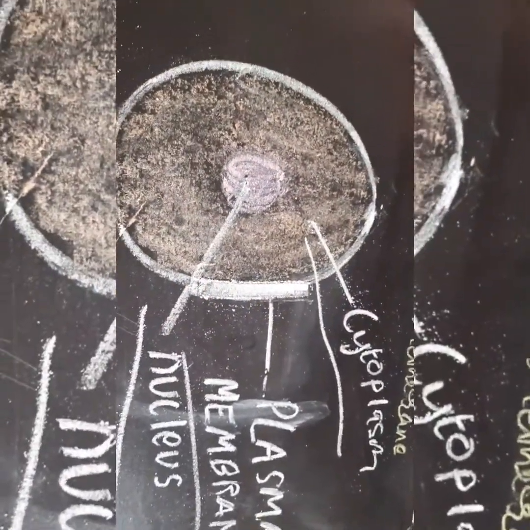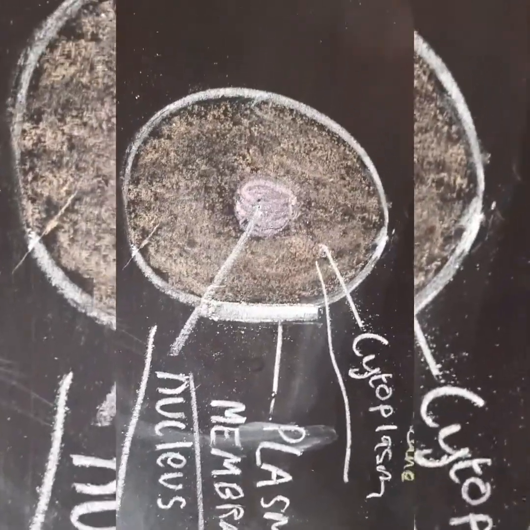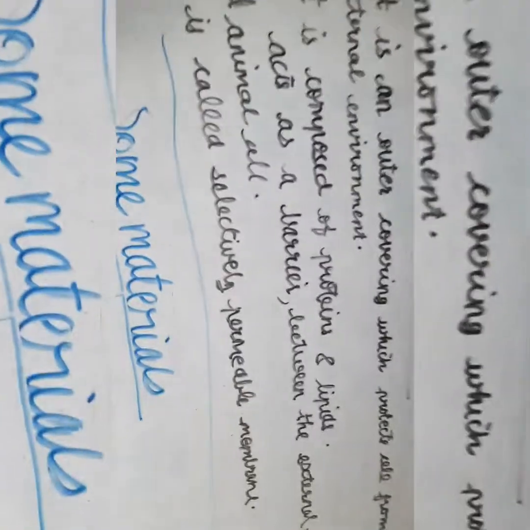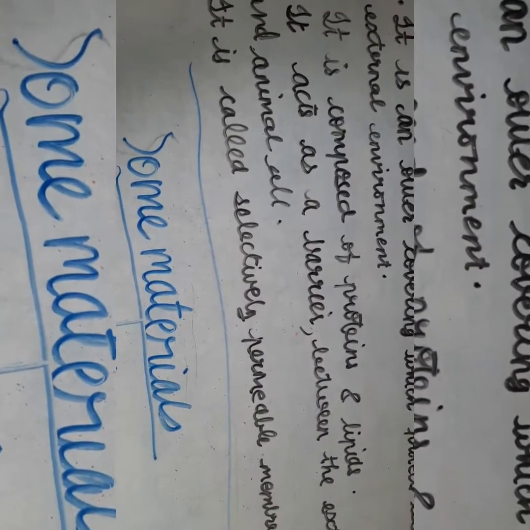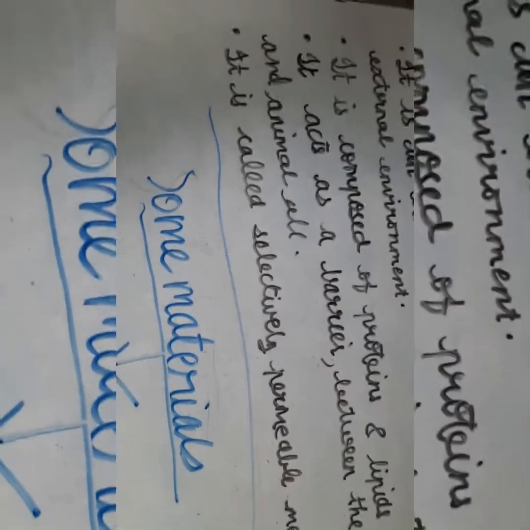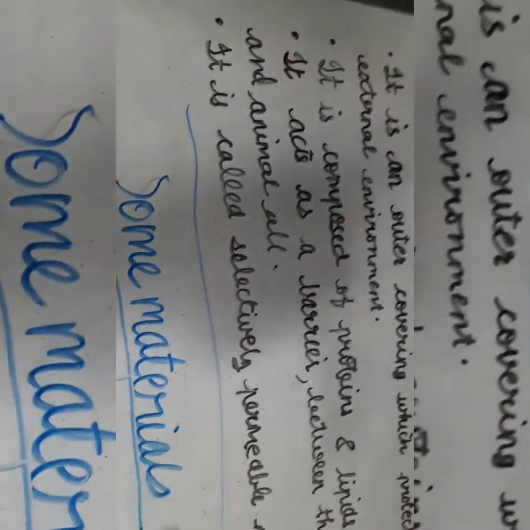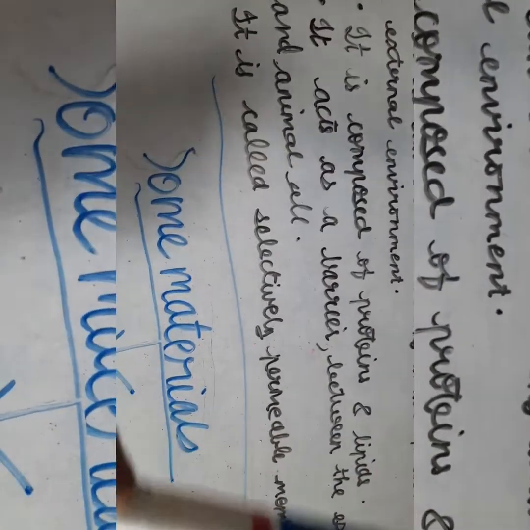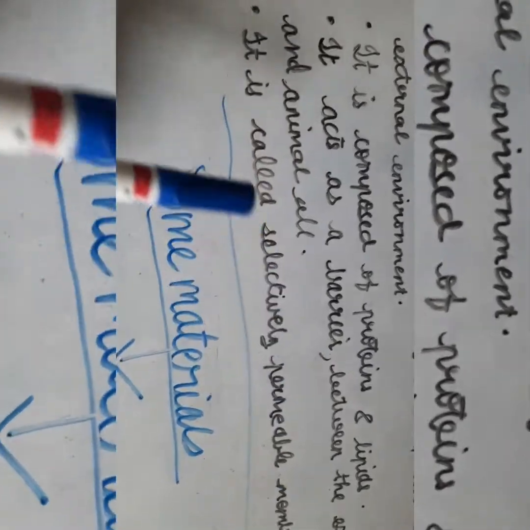Now let's see the functions and composition of plasma membrane. First, the composition. Plasma membrane is composed of proteins and lipids. Proteins we know, lipids is a new term. Lipids means thick layer of fat.